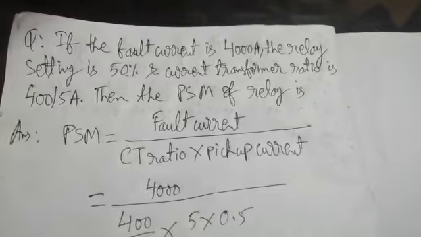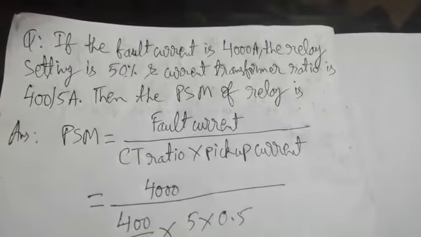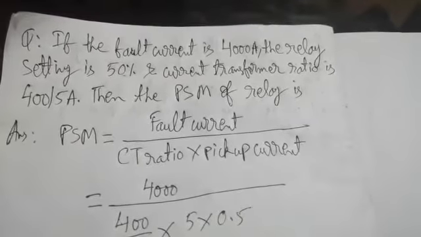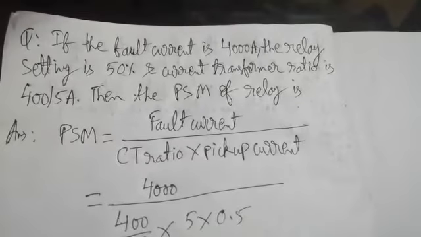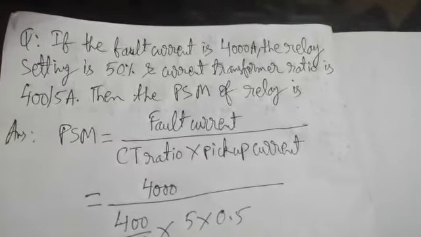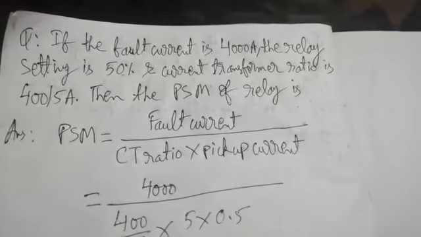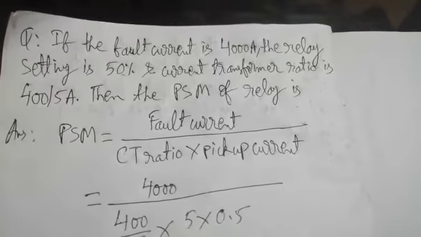This question I have taken because it came as a one mark question for GATE. So if the fault current is 4000 amperes, the relay setting is 50%, and the current transformer ratio is 400 by 5 amperes, you have to find out the plug setting multiplier of the relay.